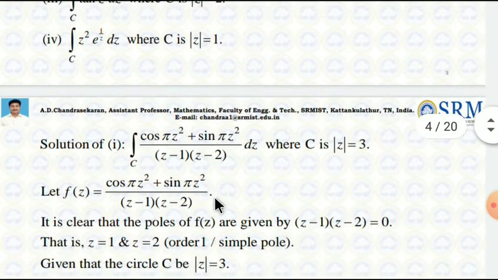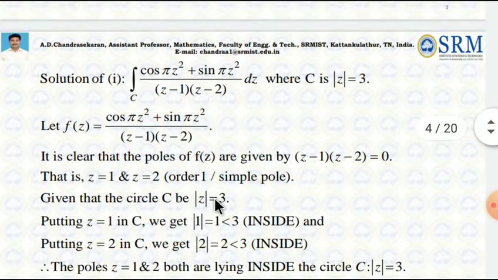The first one is the integral over C of (cos πz² + sin πz²) / ((z − 1)(z − 2)). I can consider the whole thing as f(z). Now this looks like the integral over C of f(z) dz, so I want to apply Cauchy's residue theorem, isn't it?